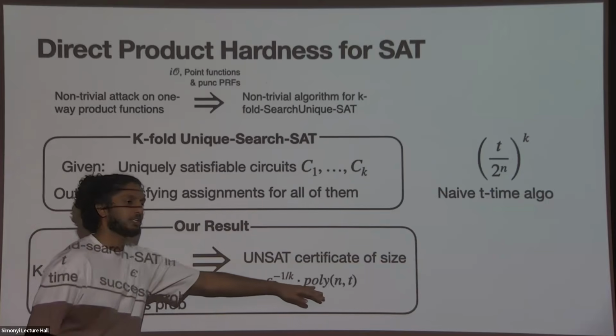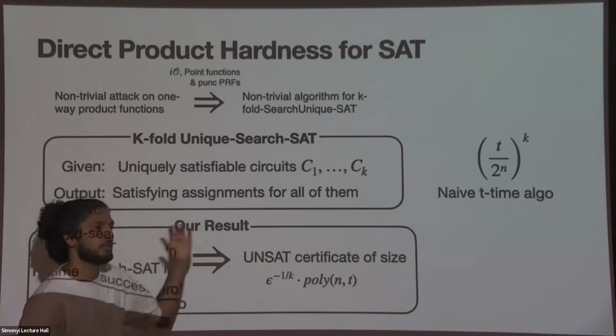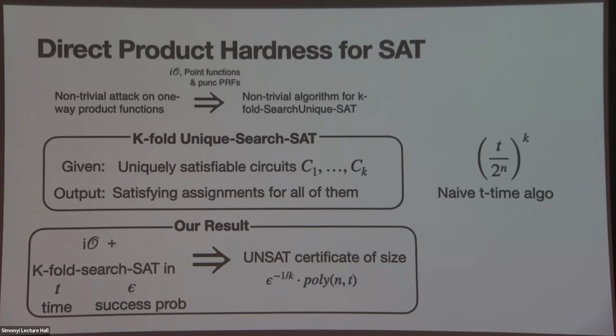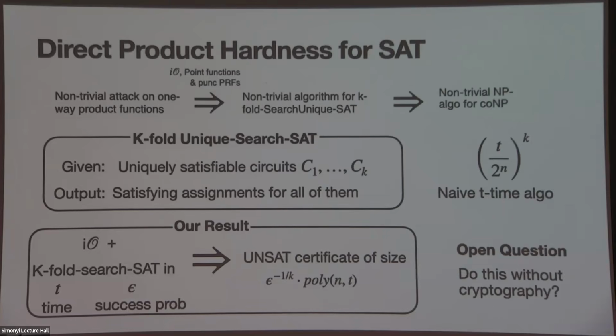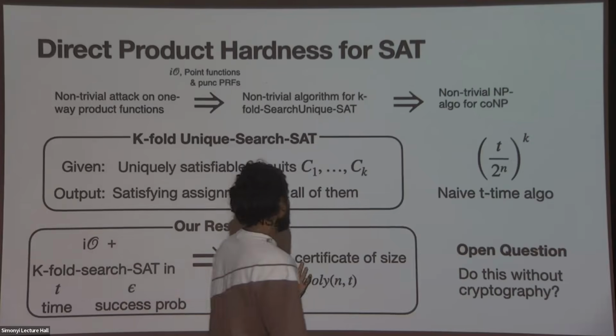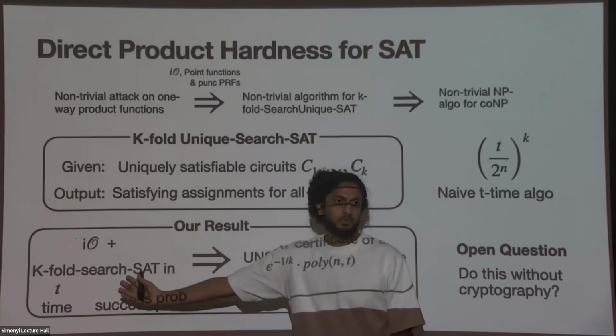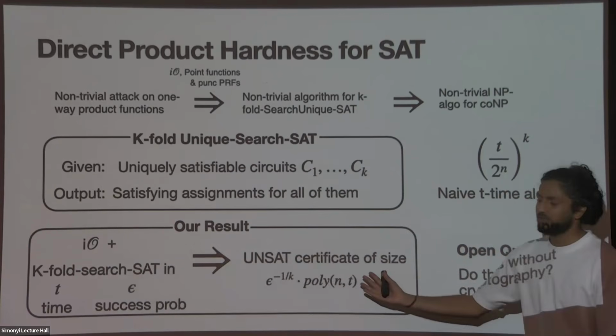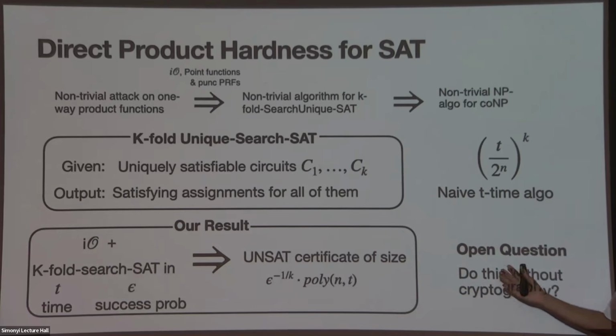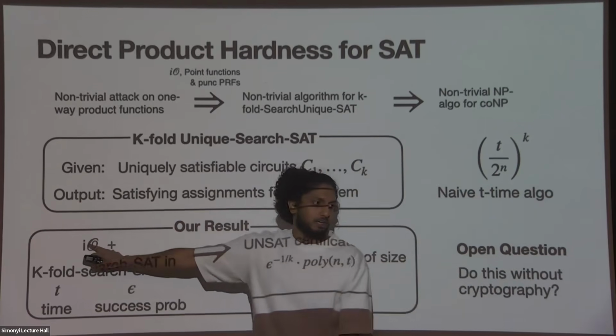Good. And if you stare at these parameters long enough, what you'll see is that the success probability is like 2 to the minus nk, which is much less than 2 to the minus n. So you need non-determinism to make use of that. Exactly. Yeah, that's a good intuition. But one thing that's weird about this is that this reduction, which is about direct product hardness of SAT and NP versus co-NP, uses cryptography, IO, in there.